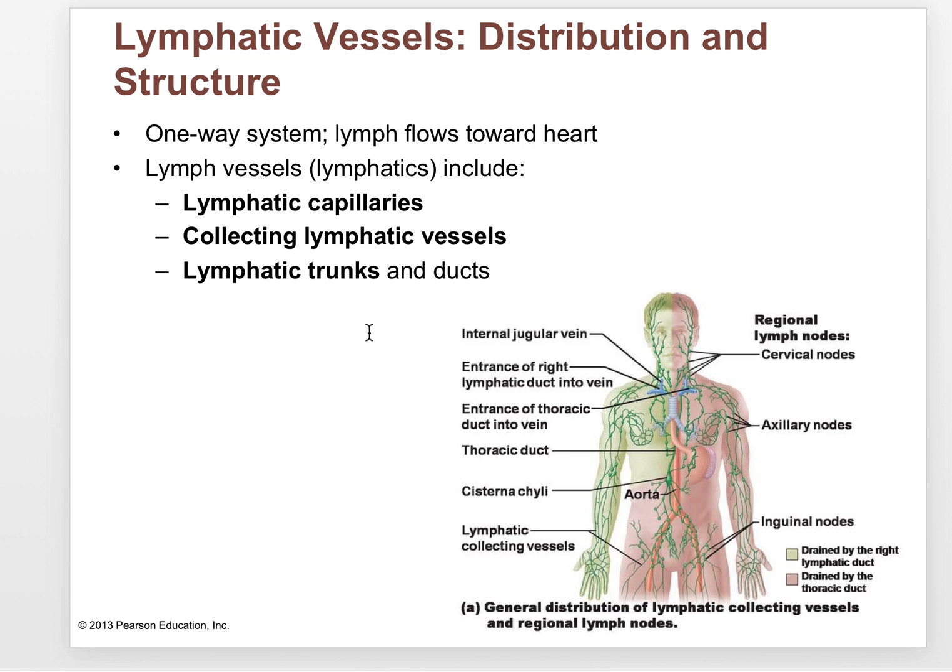Lymphatic system vessels. They flow only one way. They only flow toward the heart. There's not a two-way flow. It just flows from the tissues up toward the heart. And there are various lymphatic vessels: lymphatic capillaries, lymphatic collecting vessels, and lymphatic trunks and ducts. We'll take a look at each of these.